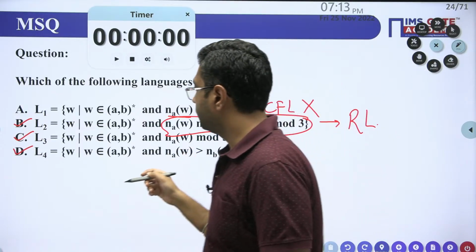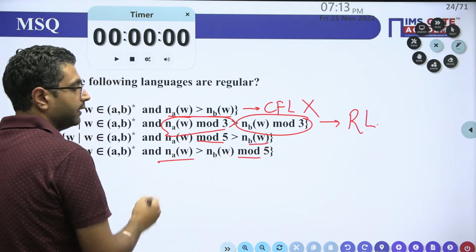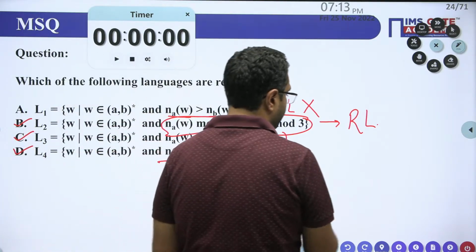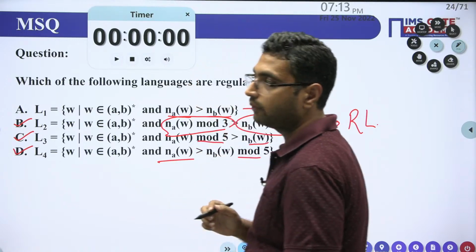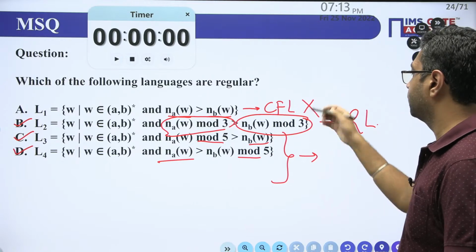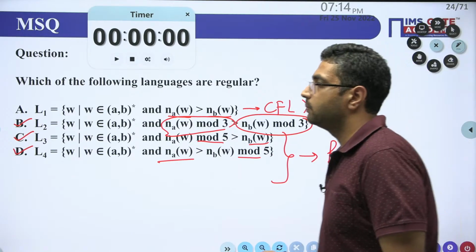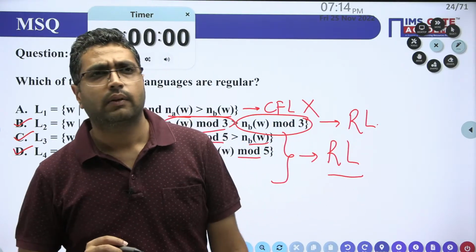Again, even if you use one modulus operation, the other part is infinite. Even then, you can limit the number of states, and you do not require the functionality of the stack, and therefore these two are also regular. So the answer is B, C, and D, right?